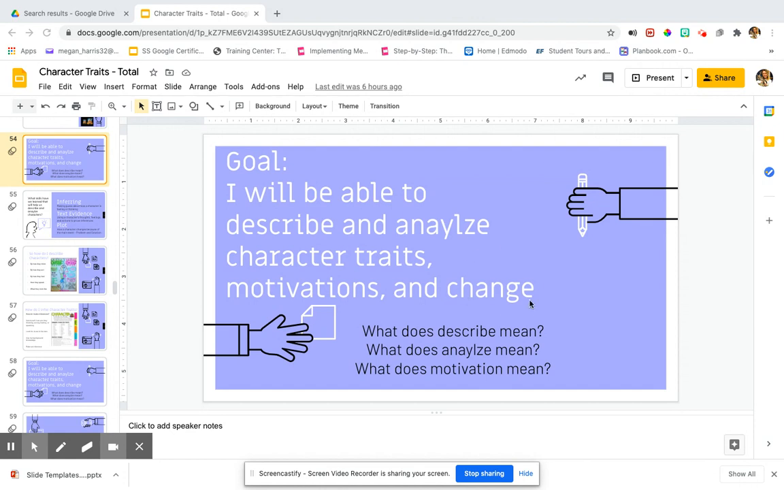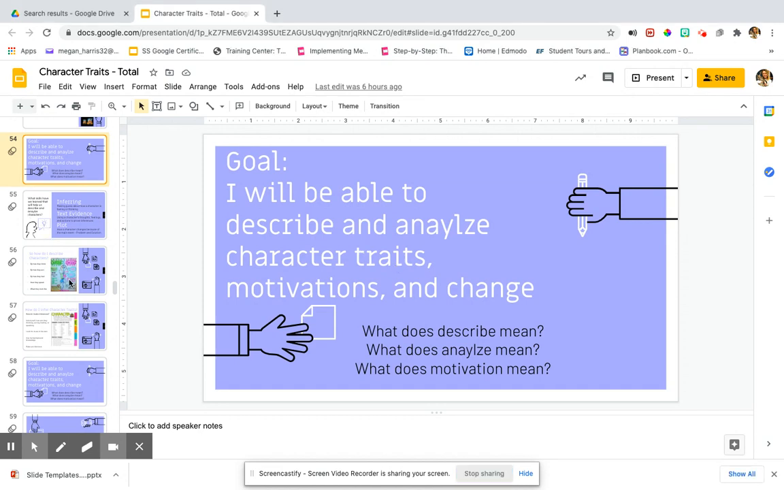We'll focus more on change as we get to the end of our novel, and motivation we will start to talk about throughout the week, but really our big focus here is character traits, being able to analyze characters and describe them.